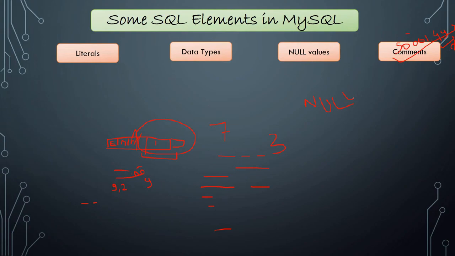After that, in null, we are directly storing null as a missing value in a table. And at last, we have comments. Comments are basically non-executable text, or you can say they are there to increase readability.